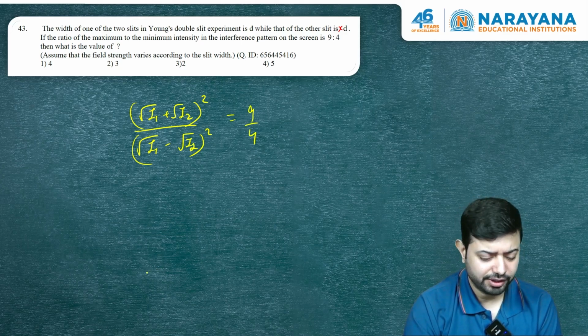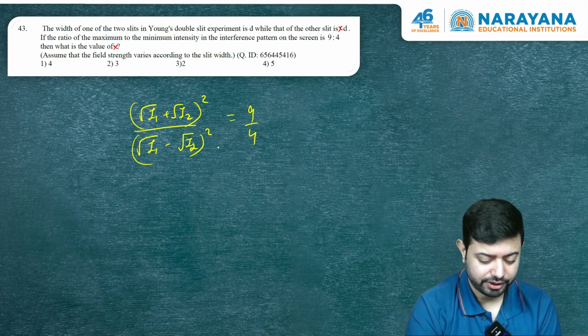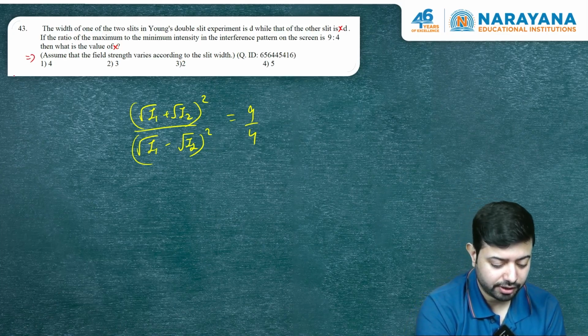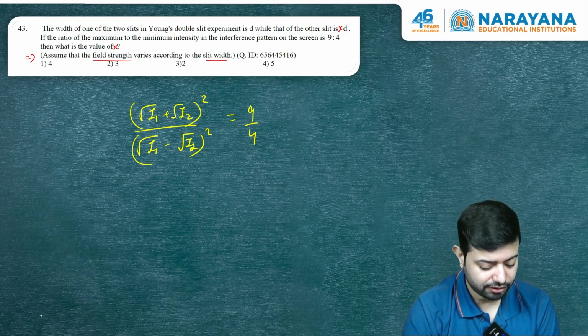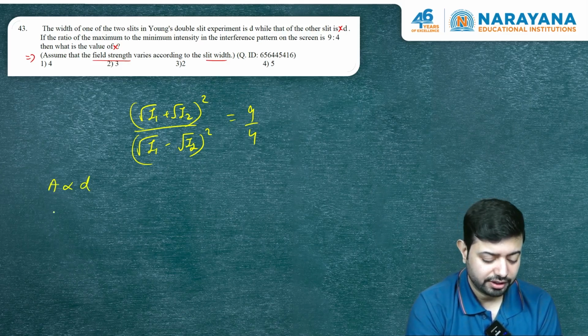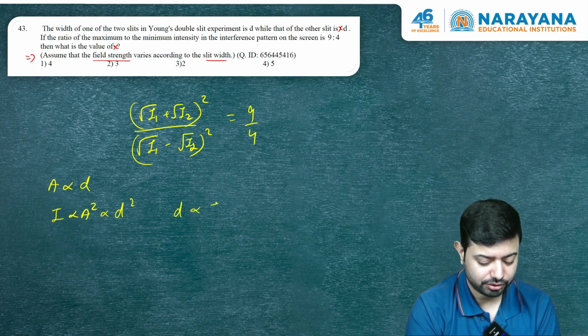So, let us move forward. They are asking, what is the value of x over here? So, how to do it? Very simple. By the way, look at the bracket term in the question, this is very important. Assume that the field strength, that is the amplitude, depends on the slit width. So, we will assume that my amplitude is proportional to the slit width. So, obviously, intensity, which is proportional to the amplitude square, is proportional to d square, or my slit width is proportional to root over I.